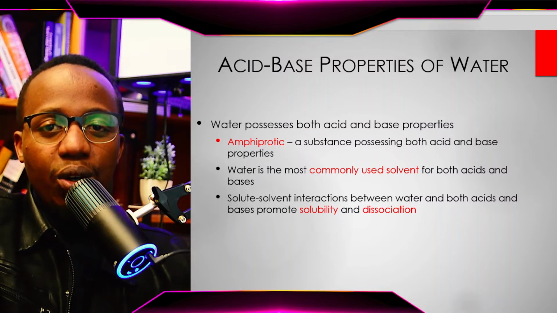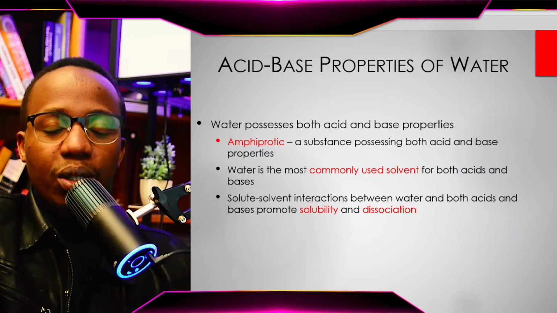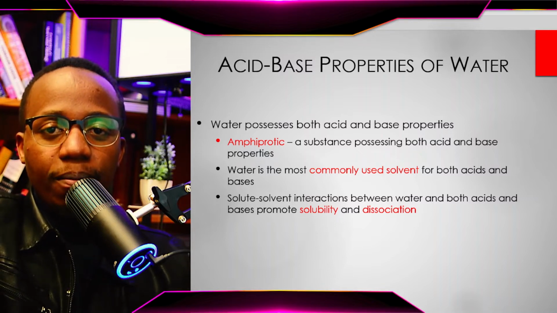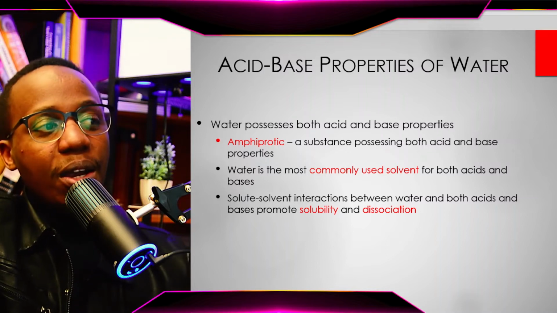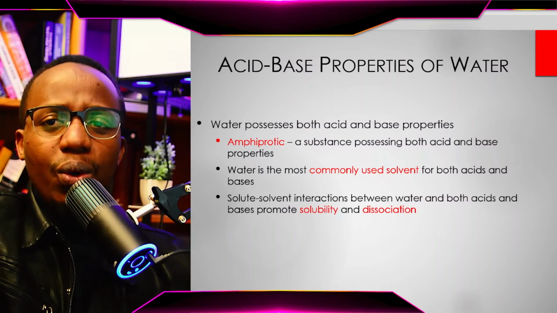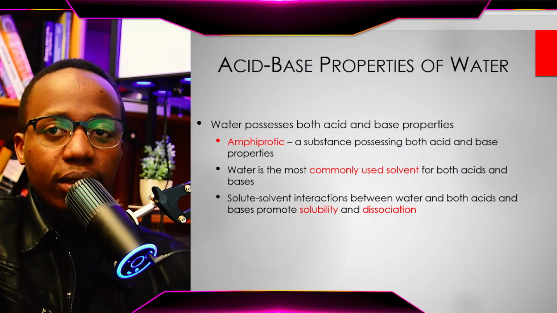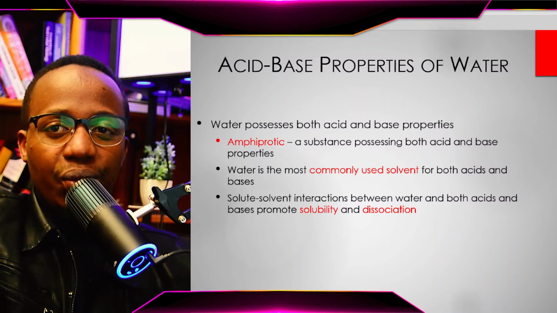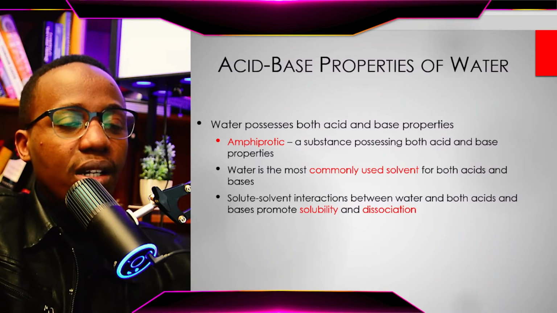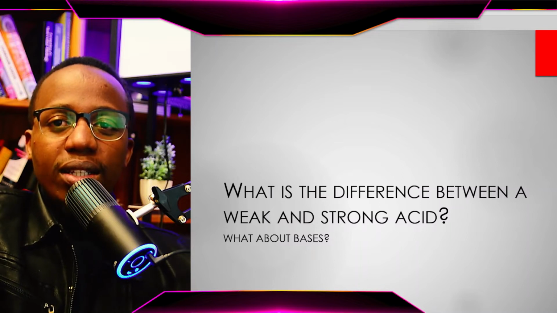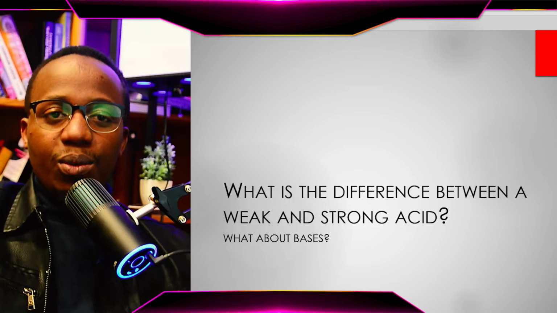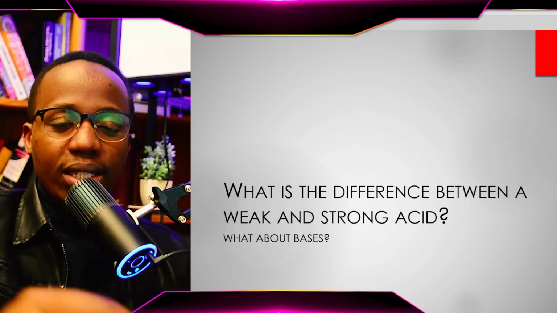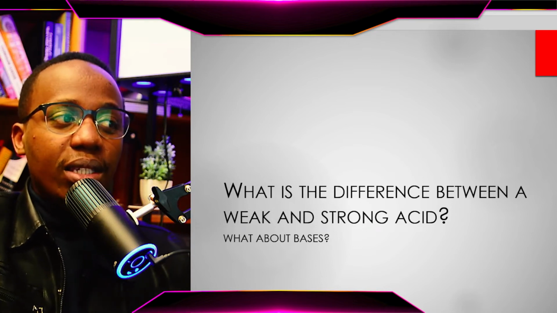And we also know other reasons why water is a really good solvent, such as that it forms hydrogen bonds, its polarity, and so on and so forth. But that should give you an idea of what a base and an acid is and the differences between them. Now let's talk about the difference between a weak acid and a strong acid. And what about bases? What's the difference between weak bases and strong bases?